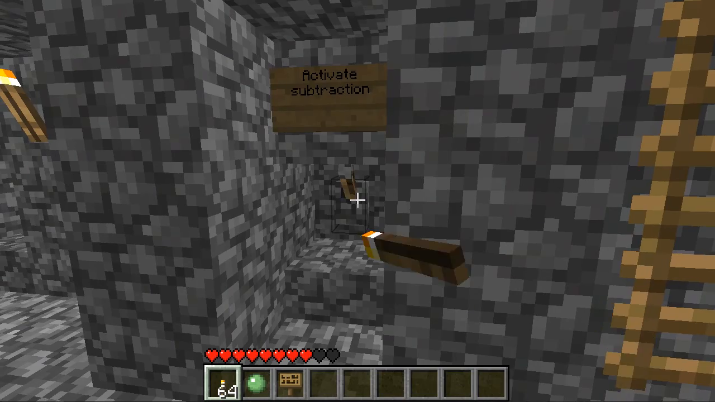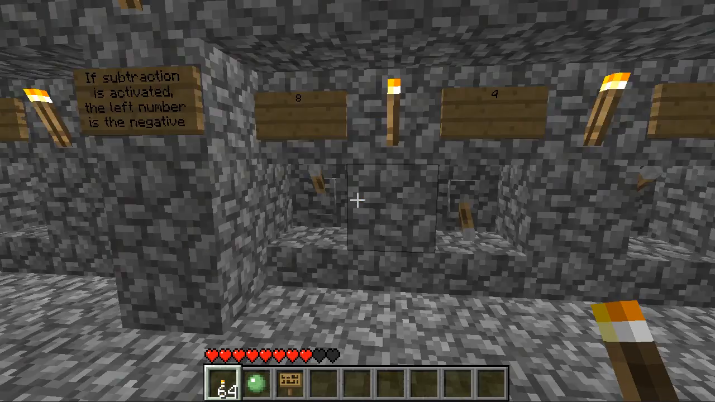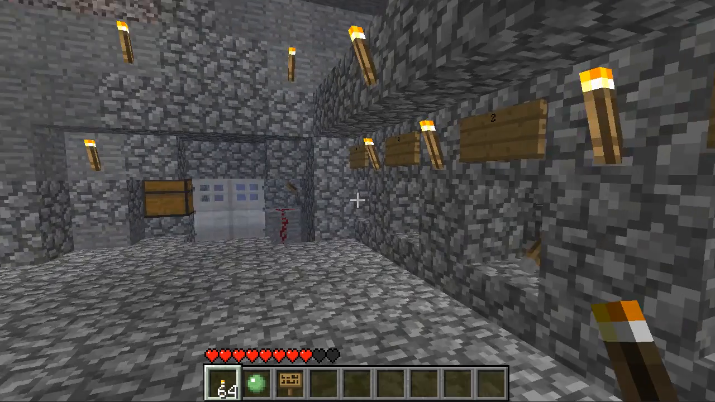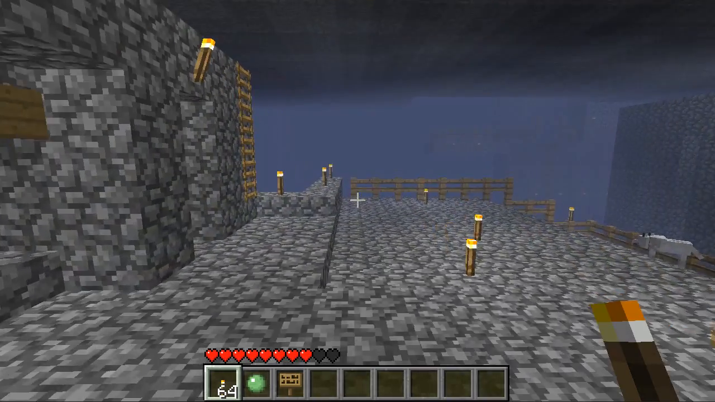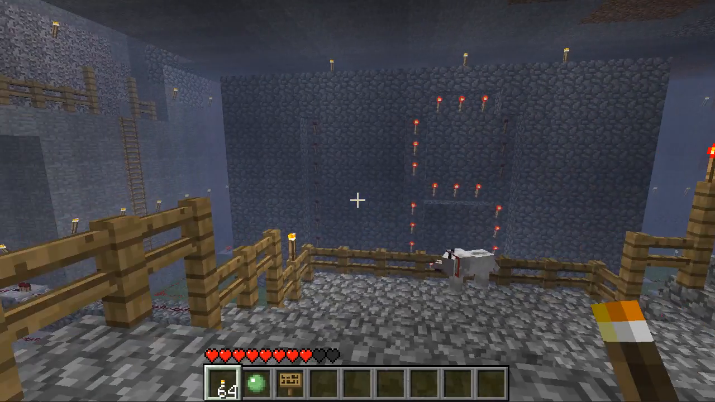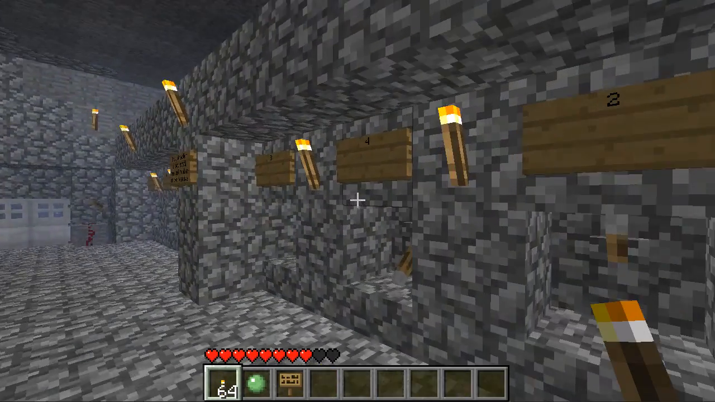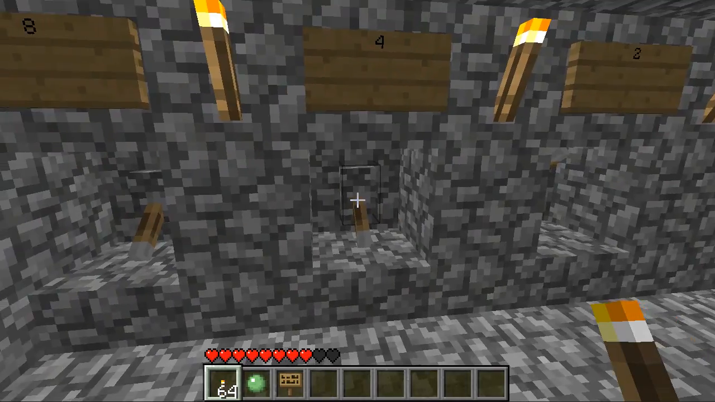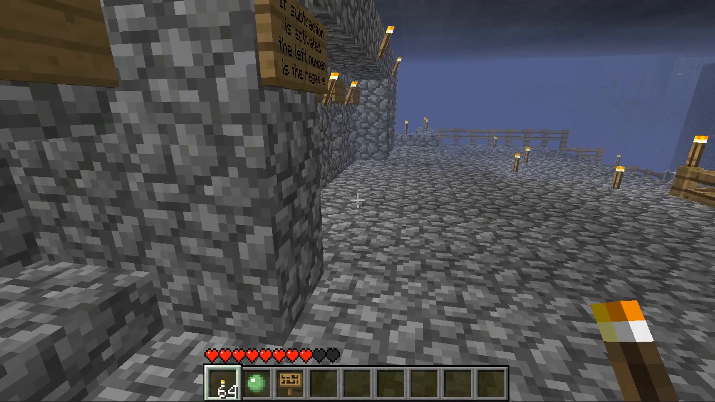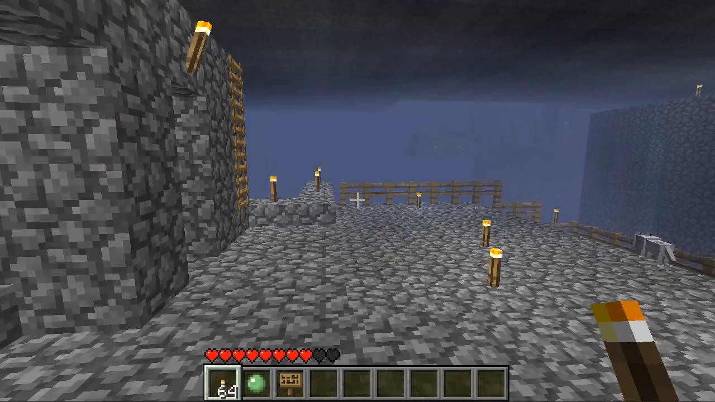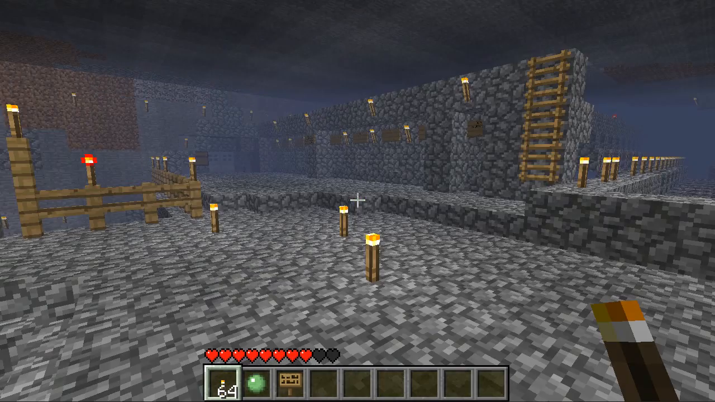Okay, now subtraction. Start out with the first number on this side being the positive. We'll do 12. Let's do minus 6. And that should, of course, equal 6. And the display shows 6. And one more. 8 minus 4. Equals 4. Fantastic.